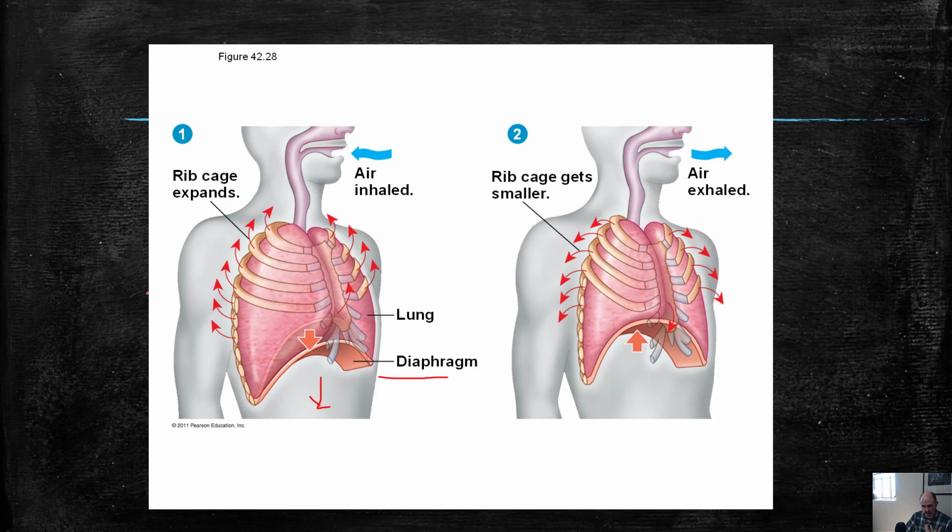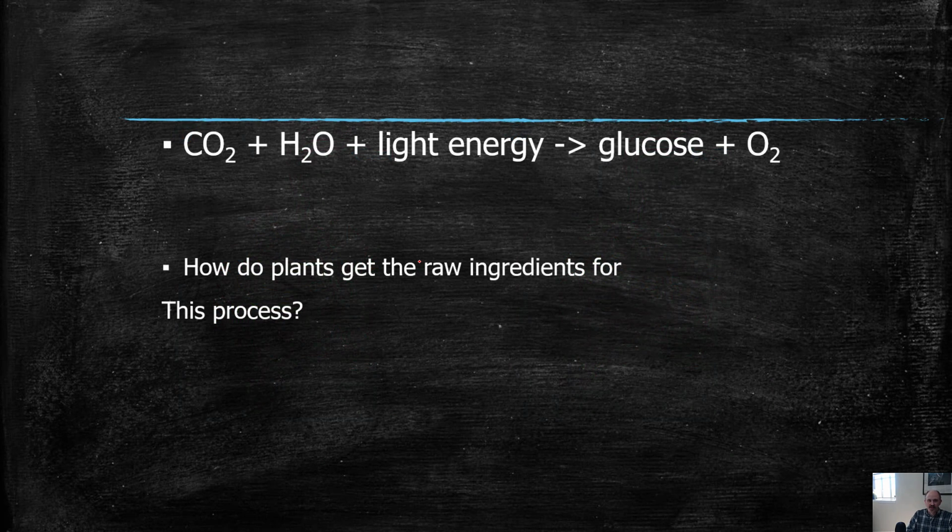And that's how we inhale and exhale using that negative pressure system. Okay, so we know that we take in oxygen. We eat food. We produce carbon dioxide. We exhale carbon dioxide, and that plants can take that CO2 and add some water to it with light energy, and they make sugar and they make oxygen.